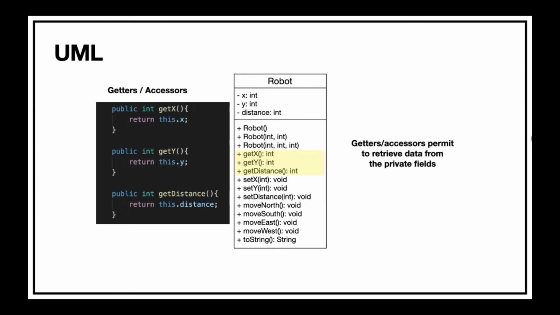The next item is called getters, also known as accessors. Getters and accessors permit us to retrieve data from the private fields. Very useful. Whenever you are outside of the class Robot and you want to extract information, for example, x, y, or distance, let's pay attention to how these are defined. The plus sign represents the encapsulation type. All getters usually are public because we want to provide this flexibility to everyone outside of this class to access x, y, and distance without any problem. That's why we provide the plus sign.